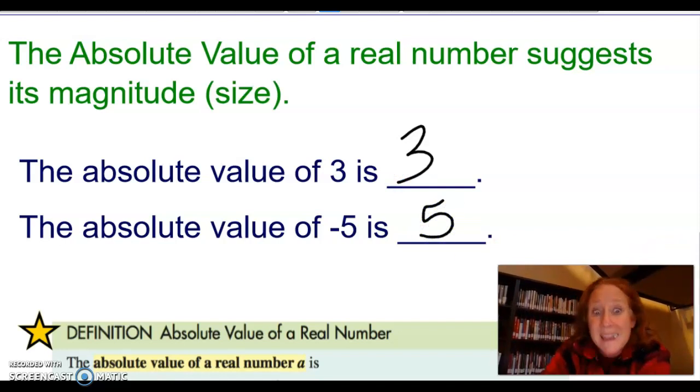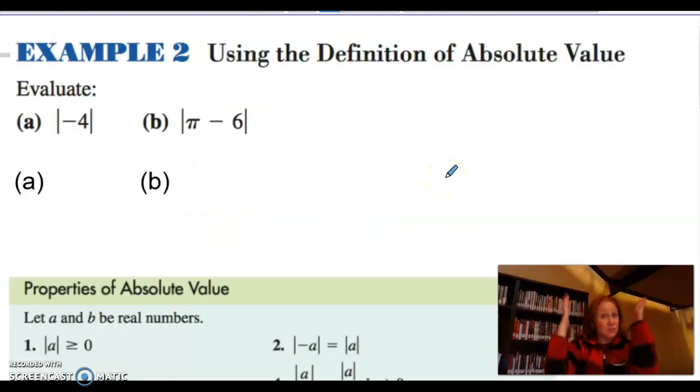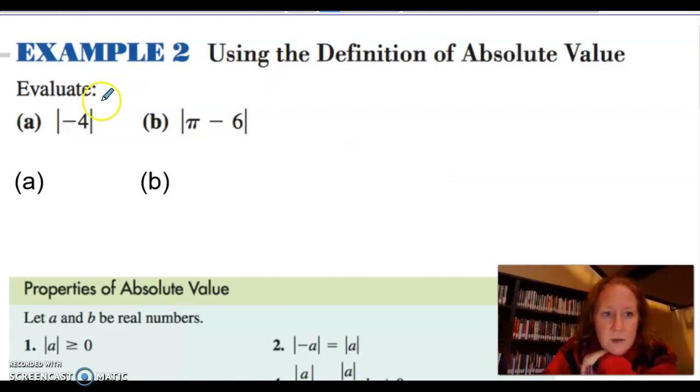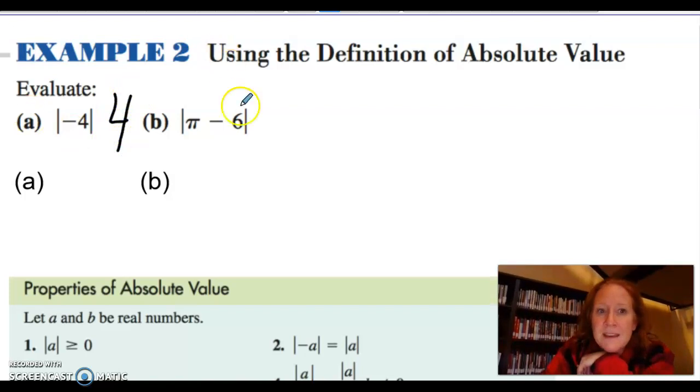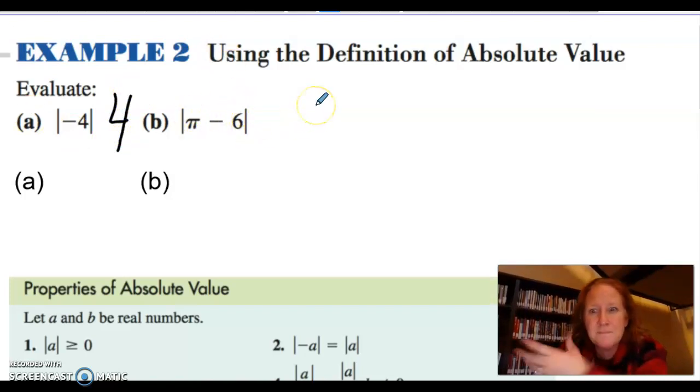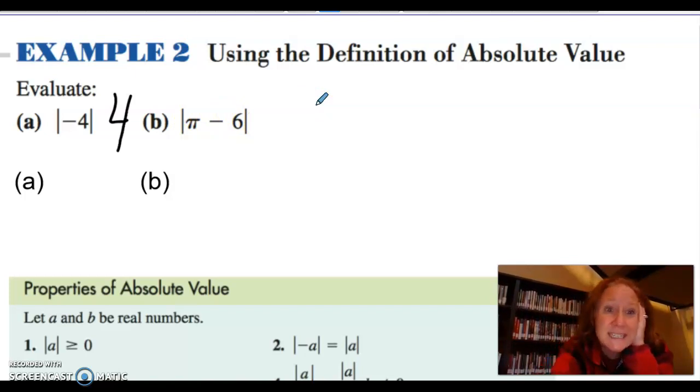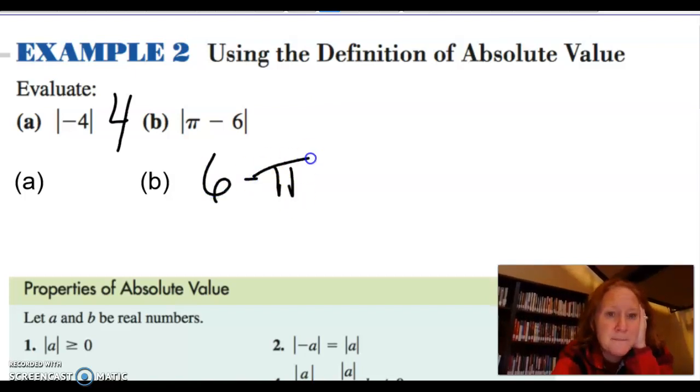The piece that maybe you haven't thought of before is here. So you have those two straight lines around an integer. Absolute value. What does absolute value mean? Distance from 0. So this one says, what's the absolute value of negative 4? And the answer is 4. Okay, but this one in B, pi minus 6. How am I going to write that? I don't want to take the pi out of there. The absolute value of that is actually 6 minus pi.